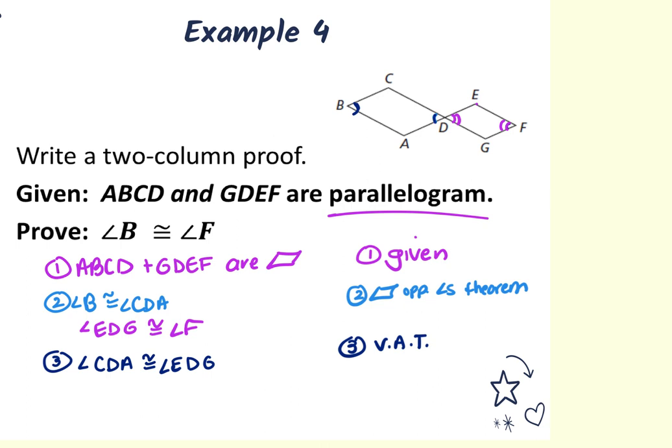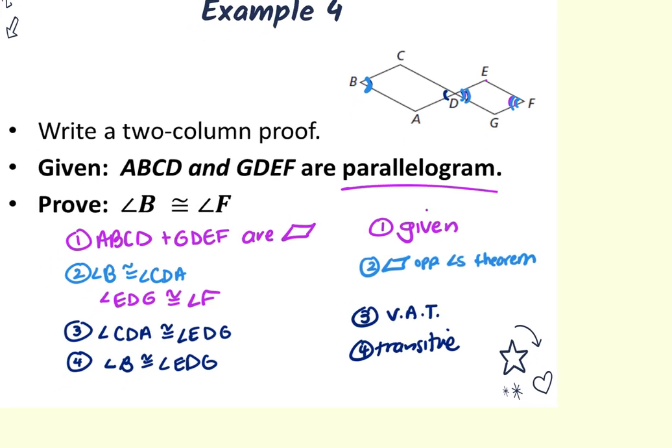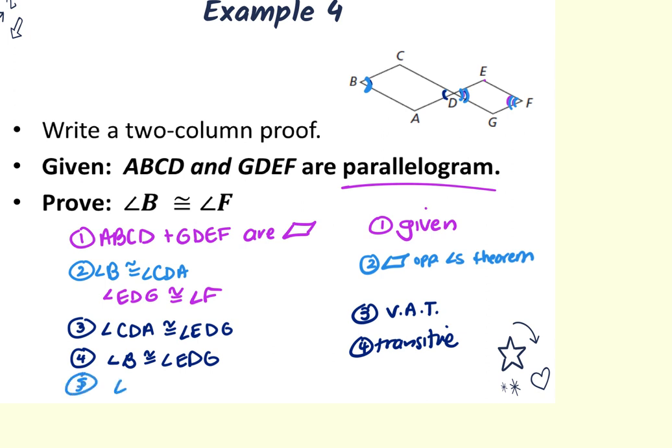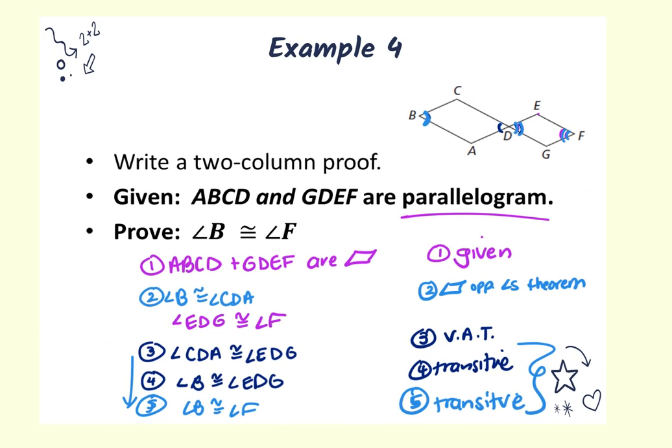So if B equals D here and D equals EDG, then I can say B equals EDG, and I can use this in 2 statements. So I could say angle B is congruent to angle EDG, and that's transitive. And if B equals EDG and EDG equals F, then B also equals F. And that would also be transitive. Oh, step 5. Or I could have done, in place of those 2 transitive statements, I could have used substitution and gone directly from 3 to 5. Both would be completely right and earn full credit.